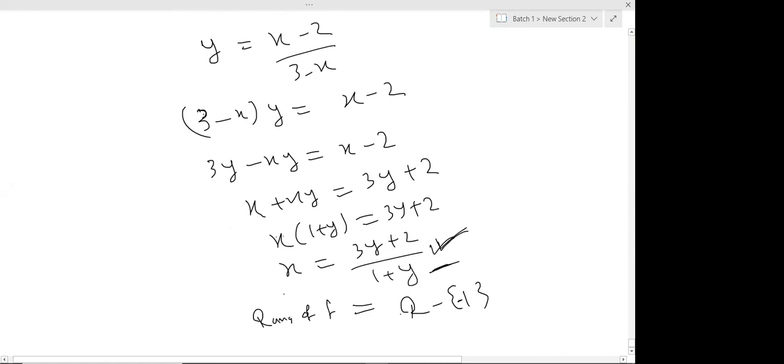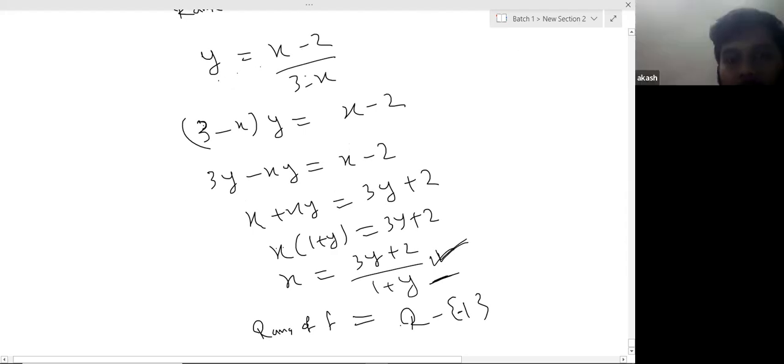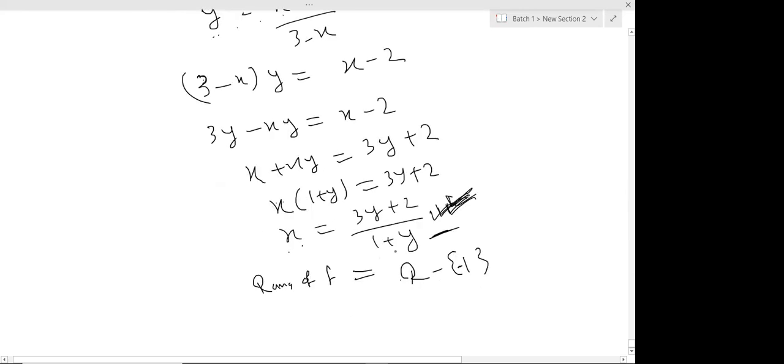Yes, sir. All right, Gautam. Sir, can I explain once more? Yes. See, we had y equals to this. I have to find x in the terms of y. Here y is in the terms of x. So I multiplied them, brought all the x terms together, all the y terms together, and finally I got x equals to 3y plus 2 upon 1 plus y, right? This is a simple equation we did till class 10th, right? Just interchanging the terms.